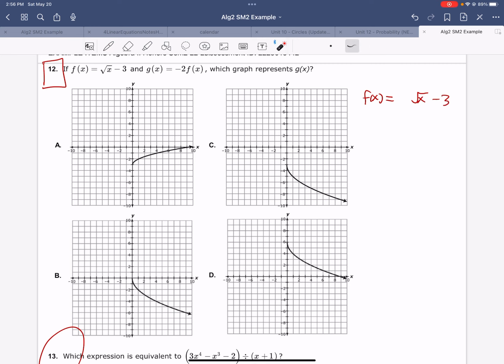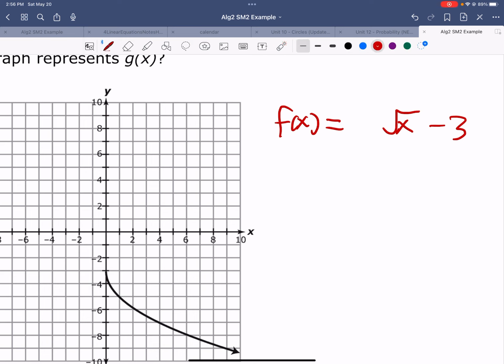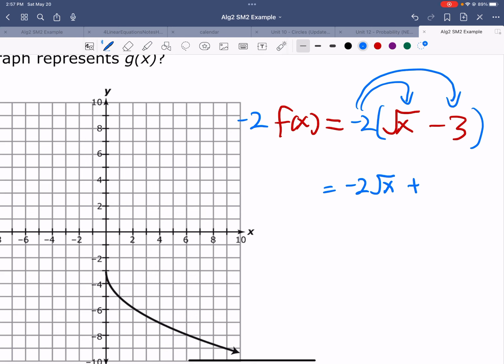Now, the new graph, which is g of x, is negative 2 times f of x, which means you're going to multiply this one by negative 2. Same thing as you multiply this one by what? Negative 2. So let's do this. Negative 2 times square root of x is negative 2 square root of x. Negative 2 times negative 3 is equal to what? Positive 6. That's what this is, which is g of x, right?